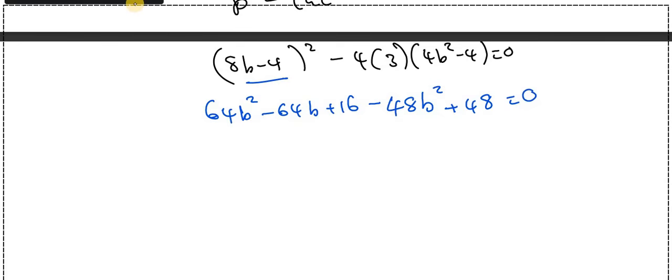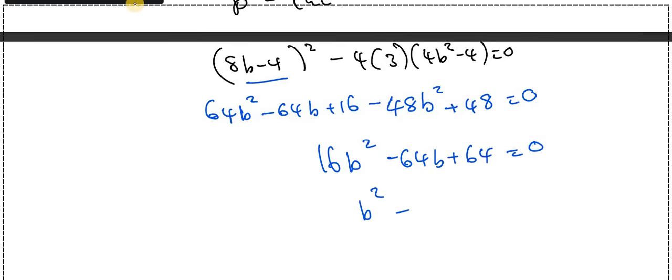So here we can have 64 minus 48. That's a 16, so 16b squared, and we are having negative 64b. Then this is plus 64. This is equal to 0. This is just b squared minus 64 divided by 16. That's a 4, so this is 4b, and this is just a 1, is equal to 0. Oh, this is a 4, I mean.